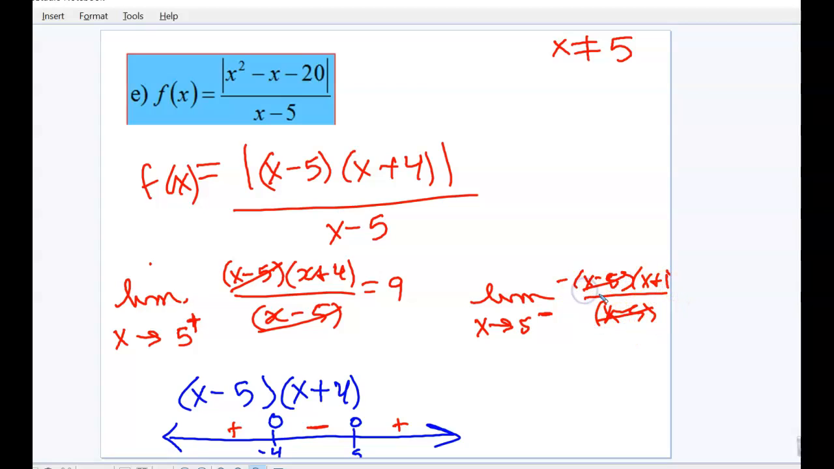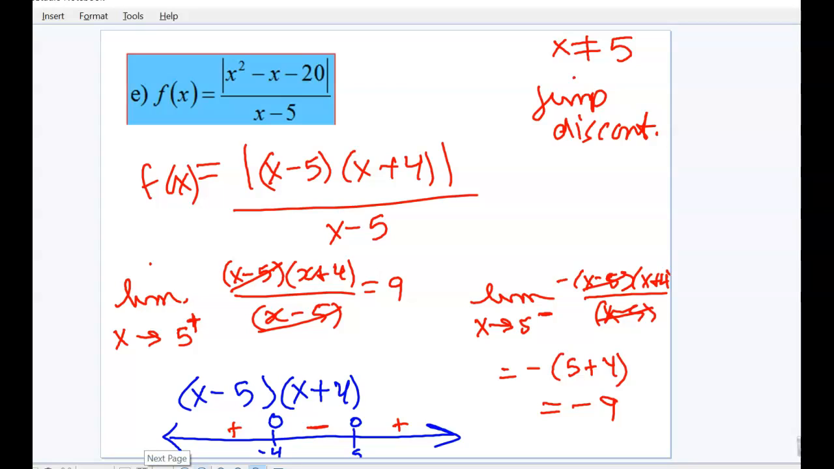So the x minus 5's cancel. So this is going to be the negative of x plus 1. That should be a 4 there, sorry. So this ends up being negative 9. So the limit from the right of 5 is 9. The limit from the left of 5 is negative 9. So therefore, I have a jump discontinuity at x equals 5. Very often when we have an absolute value function within our equation, we are going to have a jump discontinuity.